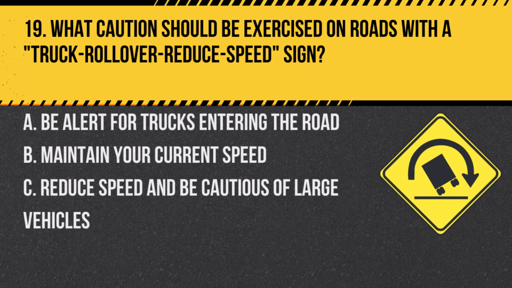Question 19. What caution should be exercised on roads with a truck rollover reduced speed sign? A. Be alert for trucks entering the road. B. Maintain your current speed. C. Reduce speed and be cautious of large vehicles.